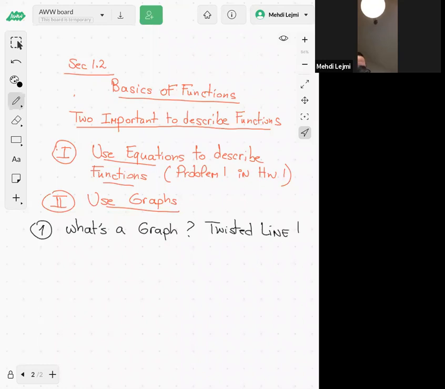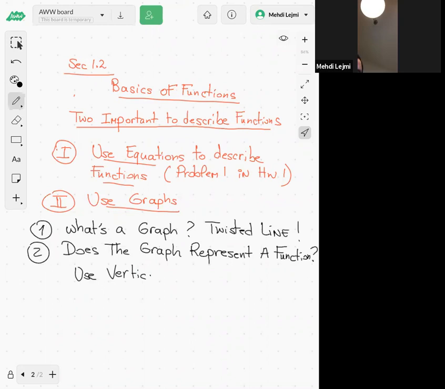Two. So we discussed how we determine whether a graph represents a function or not. So does the graph represent a function? And so we said we need to use the vertical line test, to check if the graph represents a function or not.